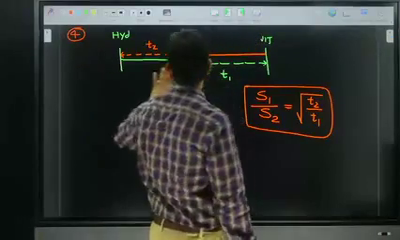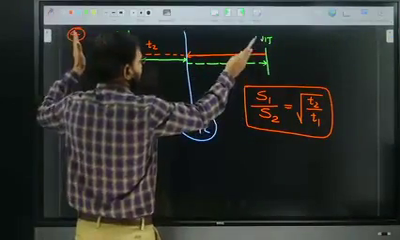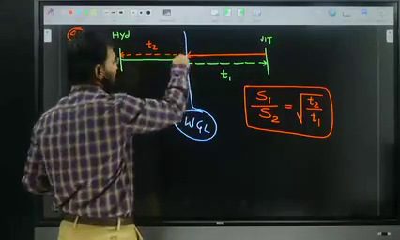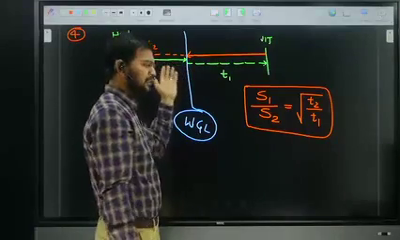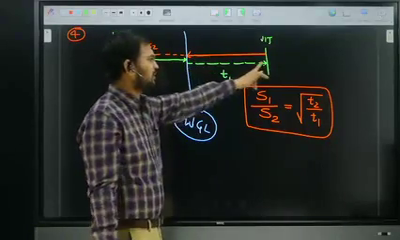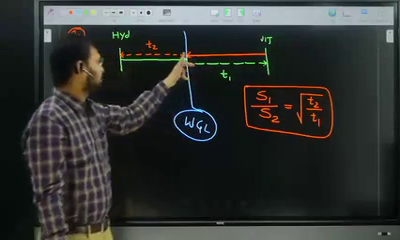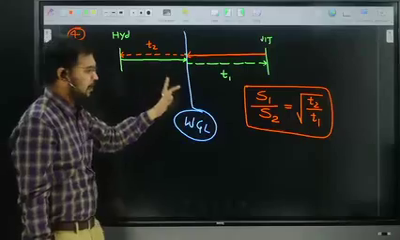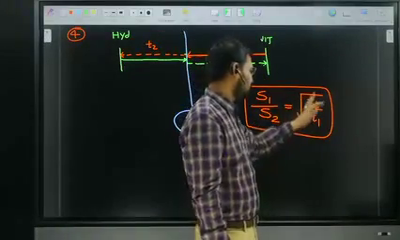And this is the fourth point. Whenever two trains start at two different places and travel towards each other, at a certain point they pass each other. After crossing point, the train takes t1 seconds to reach its destination, and the other takes t2 seconds. Whenever they give this type of situation, the relation is s1 by s2 is equal to square root of t2 by t1.